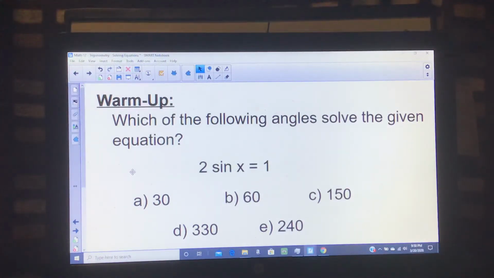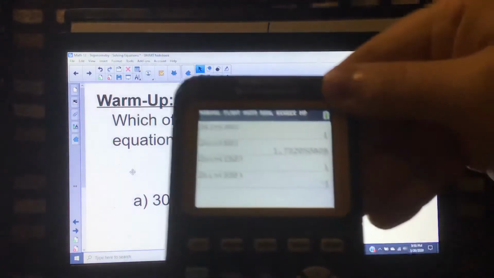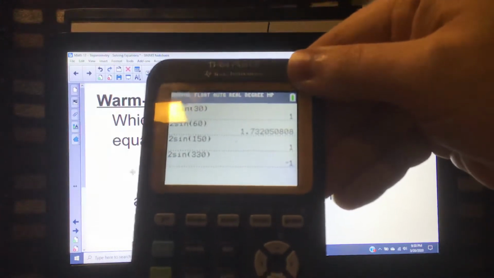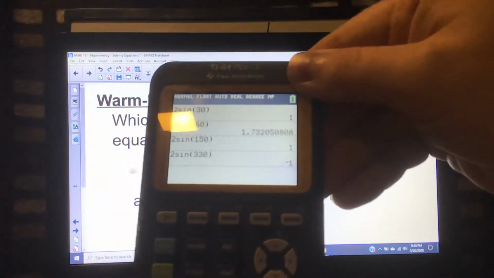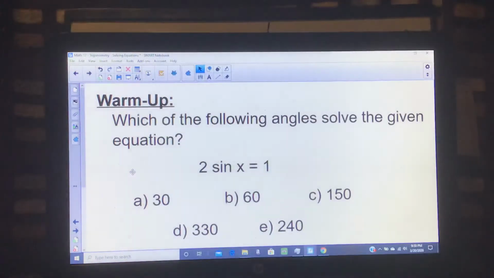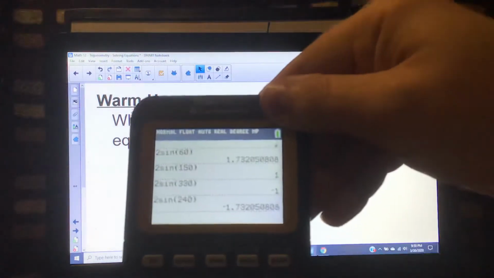Now I can try 330. And 330, close, but doesn't quite work. It gives me -1, so it's the wrong sign. So no good. So 330 doesn't work. Let's try 240 just to see what happens. And 240 doesn't work either.